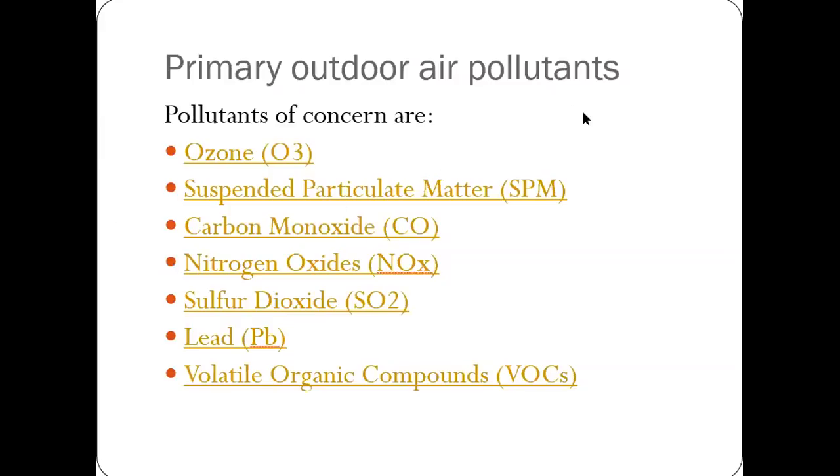So what are the primary outdoor air pollutants that we encounter from time to time? Remember, these are the things that you cannot see or even smell, but they are present in the atmosphere. And sometimes, majority of these pollutants are even found in our own household. We tend to use them from time to time, such as ozone, suspended particulate matter, carbon monoxide, nitrogen oxide, sulfur dioxide, lead, and volatile organic compounds.